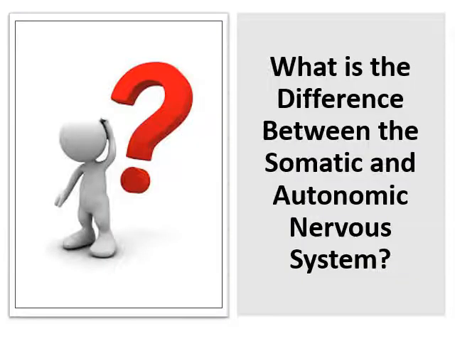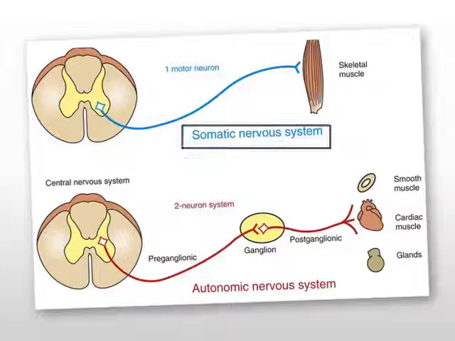Now, since we know that the somatic and the autonomic nervous systems function based on the reflex arc, we have to ask ourselves an important question. What is the difference between the somatic and the autonomic nervous system? The somatic nervous system functions on the basis of the reflex arc to affect the activity of the skeletal muscles. Each motor somatic pathway from the cord to the skeletal muscle is composed of a single fiber, so it's called a one-neuron system.